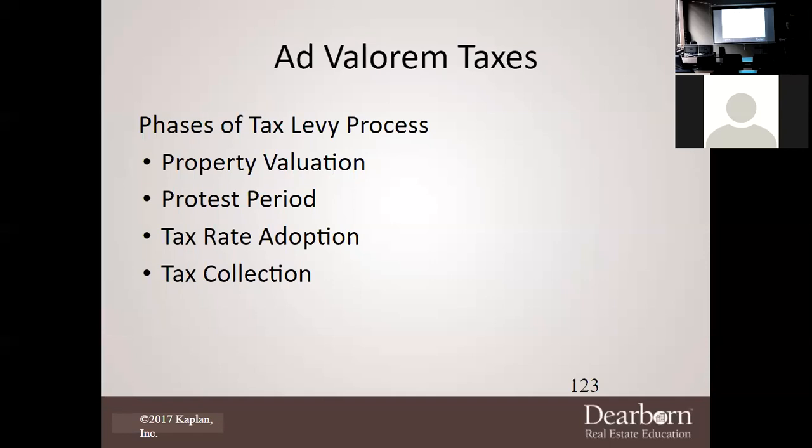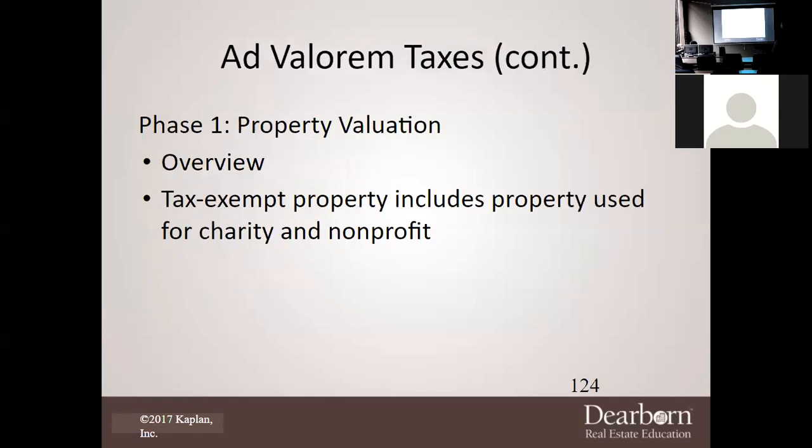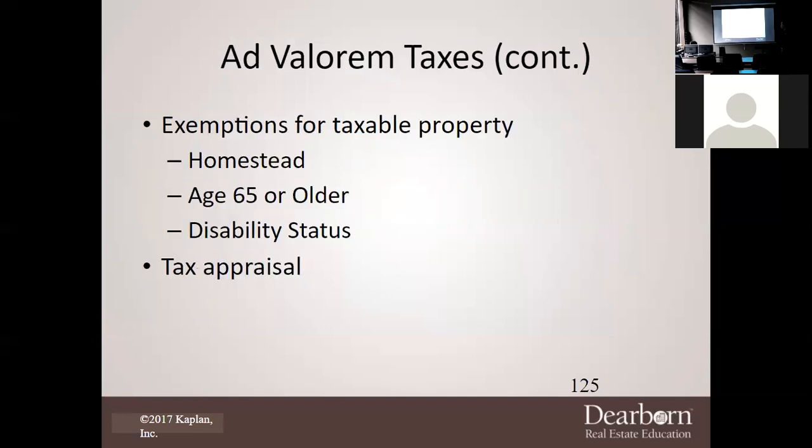So again, anything can happen, okay? Anything can happen. So what is exactly the phase one? Well, property valuation, like I said, is basically an overview of what the property's worth. The tax-exempt property does include property used for charity and not-for-profits, okay? There are exemptions for taxable property. There's homestead, there's age 65 or older, and there's disability status.